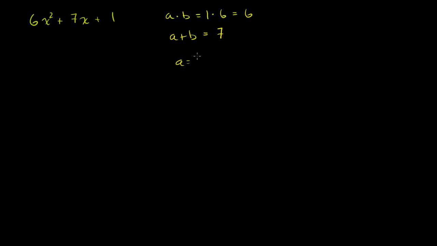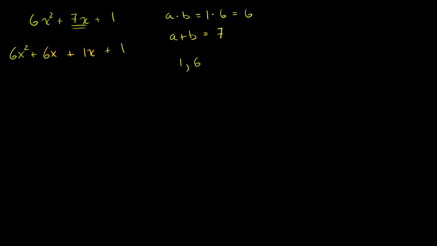The numbers here are 1 and 6. Now, we want to split this into a 1x and a 6x. But we want to group it so it's on the side of something that it shares a factor with. So we're going to have a 6x squared here plus, and I'm going to put the 6x first, because 6 and 6 share a factor. And then we're going to have plus 1x. Right? 6x plus 1x is 7x. That was the whole point. They had to add up to 7. And then we have the final plus 1 there.